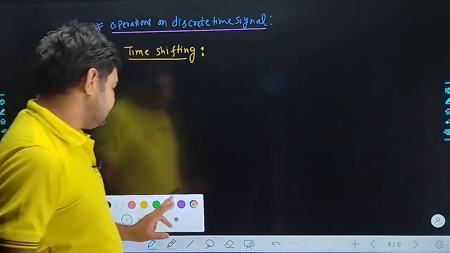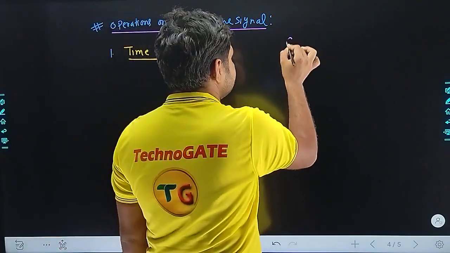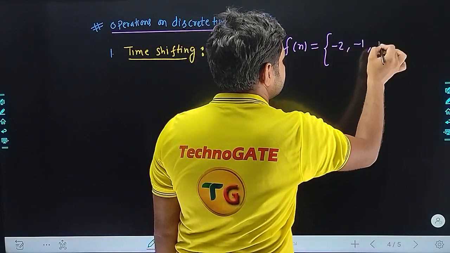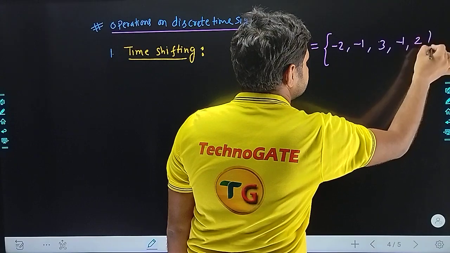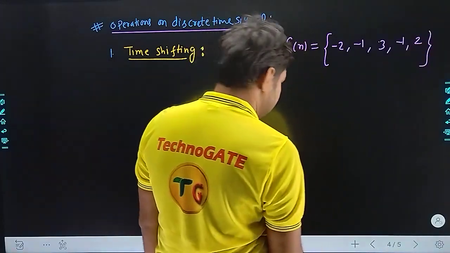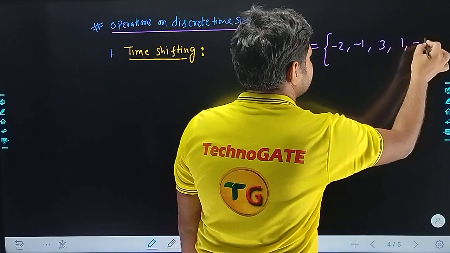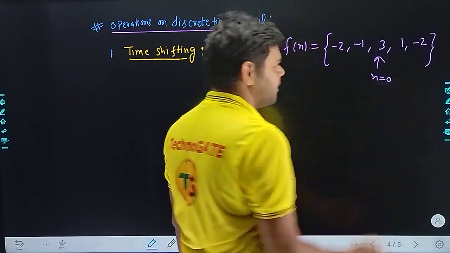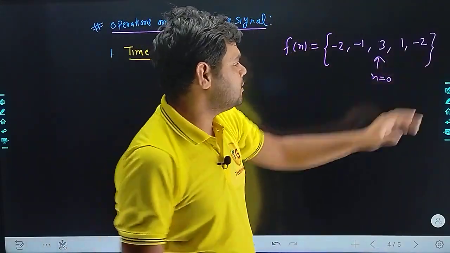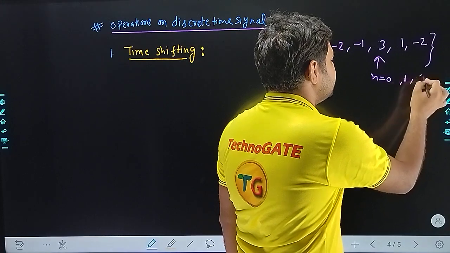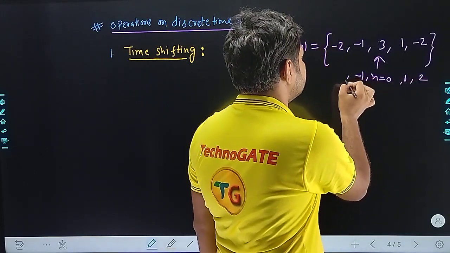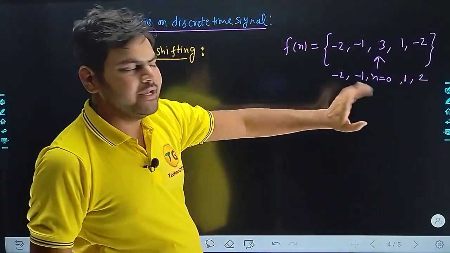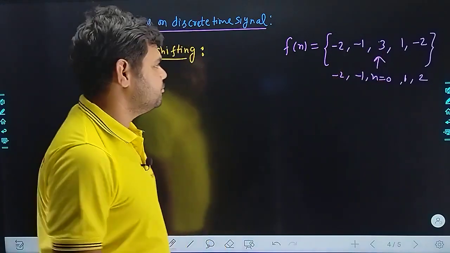Time shifting. Again, I'm taking the same function f of n that I took before. Suppose I take f for n equal to -2, -1, comma 3, comma -1, 2, or I think we have taken 1, comma -2. It's fine to take any other. Here it is n is equal to 0, and by default, on this side we move n equal to 1, 2. I'm writing it for the initial steps. Later on, I will not write it. Only the index will be represented, which defines the n equal to 0 position.